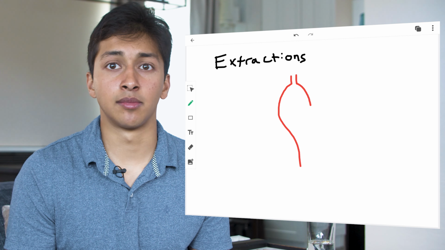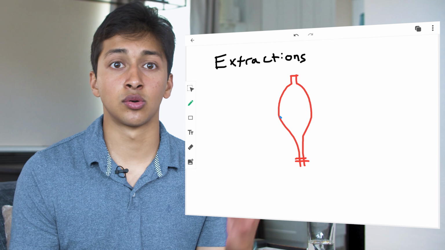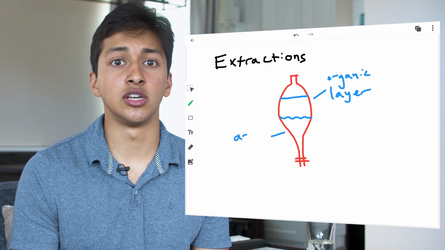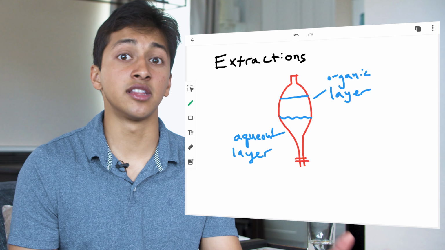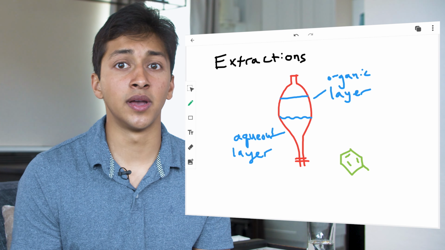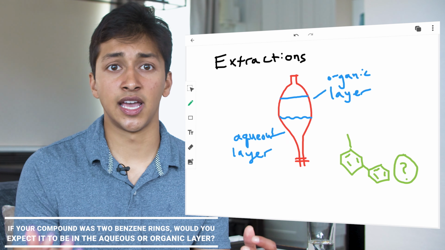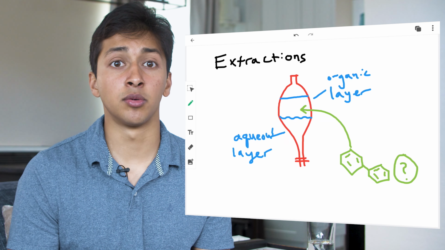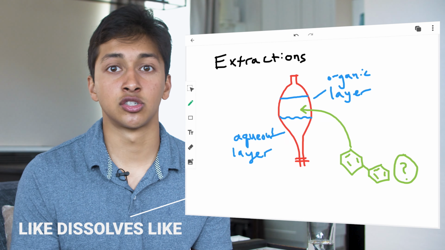Think back to your organic chemistry lab when you separated aqueous and organic phases in a flask. Why did you do this? The goal is to separate your compound of interest from other compounds in the flask. If your compound was 2 benzene rings, would you expect it to be in the aqueous or organic layer? Remember, benzene is a 6-carbon ring with the double bonds. In chemistry, like dissolves like.